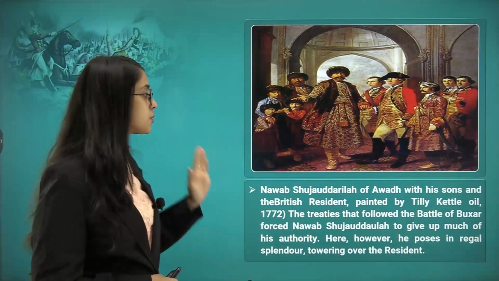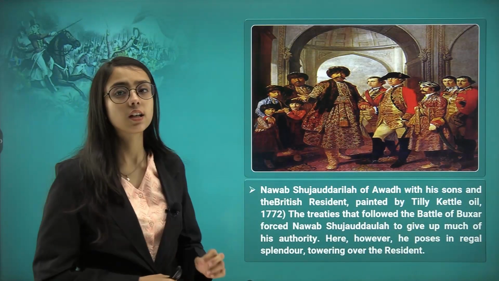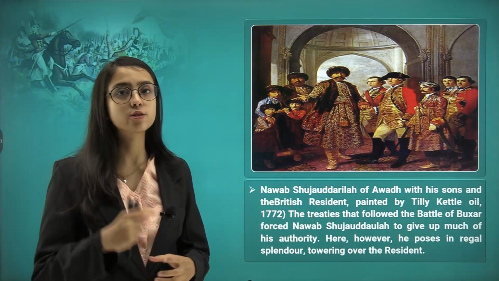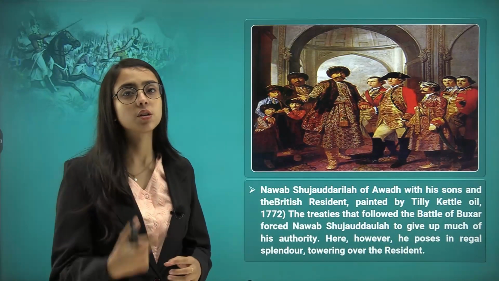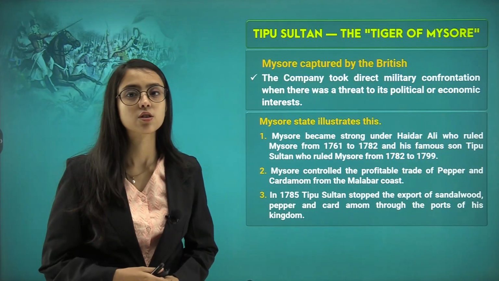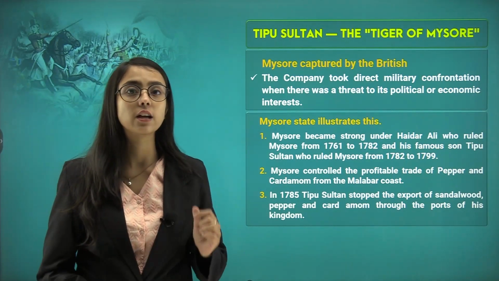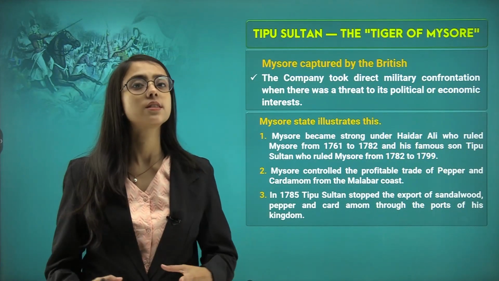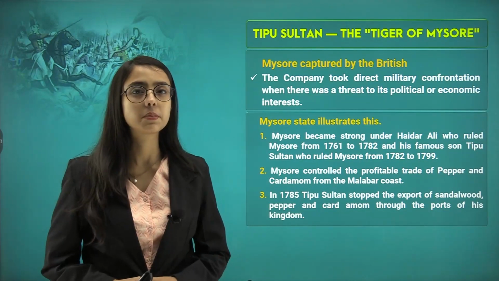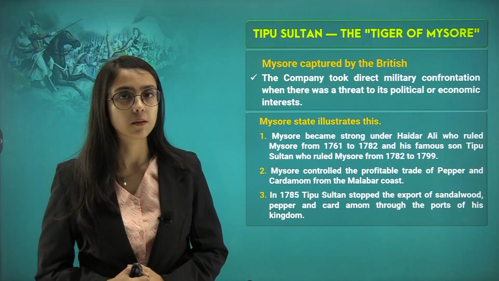So, here is a picture of Nawab Sujauddaula of Awadh, who was forced to give half of his territory to the Britishers. Now, let's talk about Tipu Sultan, known as the Tiger of Mysore. Why is he so famous? How did he compete and battle against the East India Company and the Britishers?